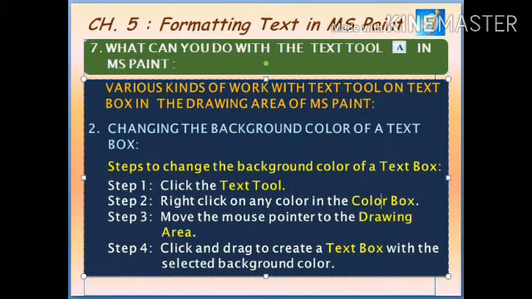Second, changing the background color of a text box. What are the steps to change the background color of a text box? Following are the steps to change the background color of a text box. Step number 1. Click the text tool. Step number 2. Right click on any color in the color box. Step number 3. Move the mouse pointer to the drawing area. Step number 4. Click and drag to create a text box with the selected background color.